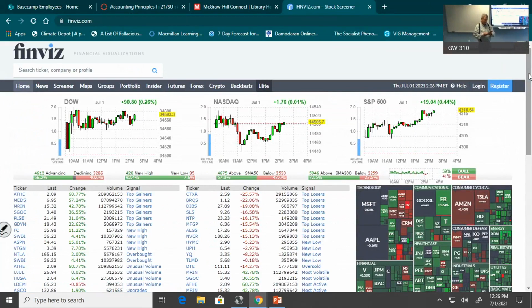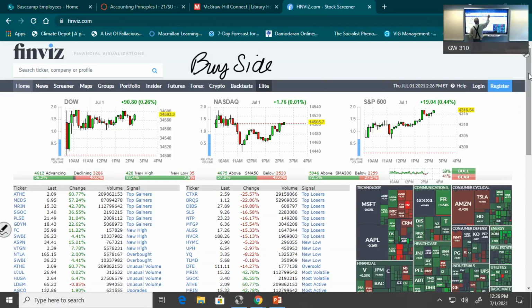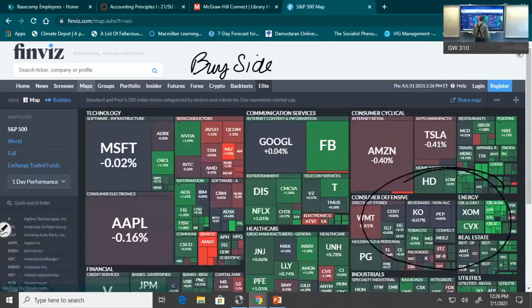And so I come from what we call the buy side. Why do we call it the buy side of a transaction or a sell side? Well, the buy side of a transaction means I'm looking to buy any one of these stocks. This is a cool little graphic right here that shows you what's up and what's down today.